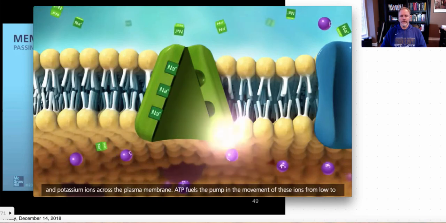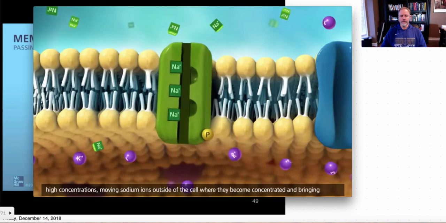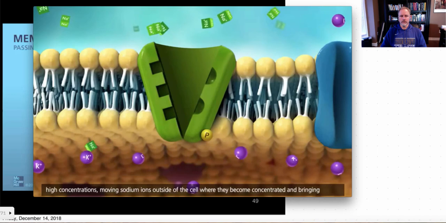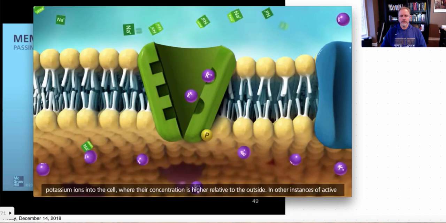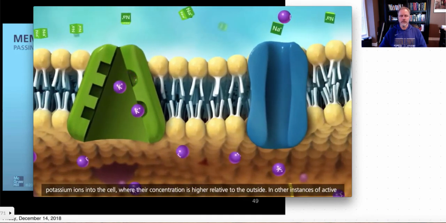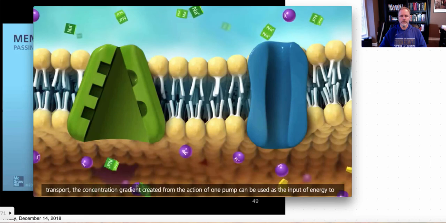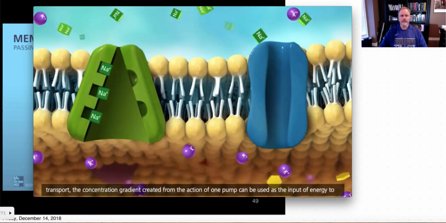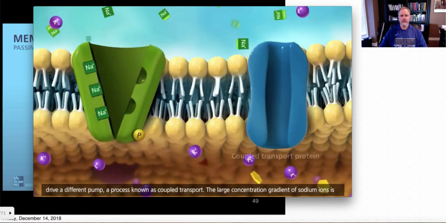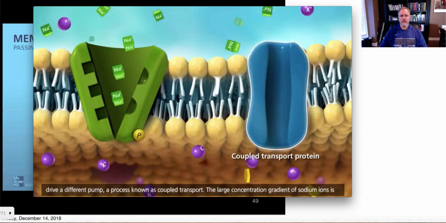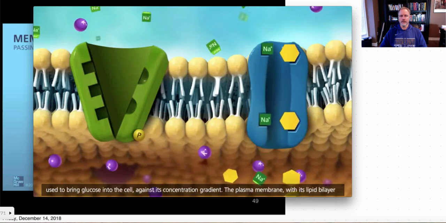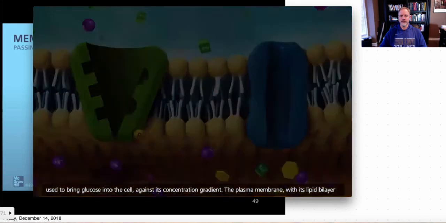ATP fuels the pump in the movement of these ions from low to high concentrations, moving sodium ions outside of the cell where they become concentrated and bringing potassium ions into the cell where their concentration is higher relative to the outside. In other instances of active transport, the concentration gradient created from the action of one pump can be used as the input of energy to drive a different pump, a process known as coupled transport. The large concentration gradient of sodium ions is used to bring glucose into the cell against its concentration gradient.